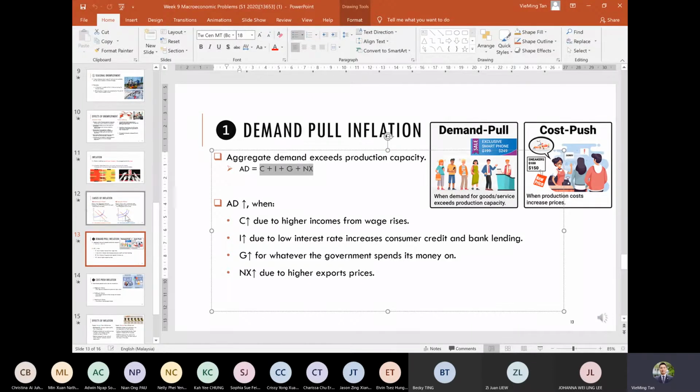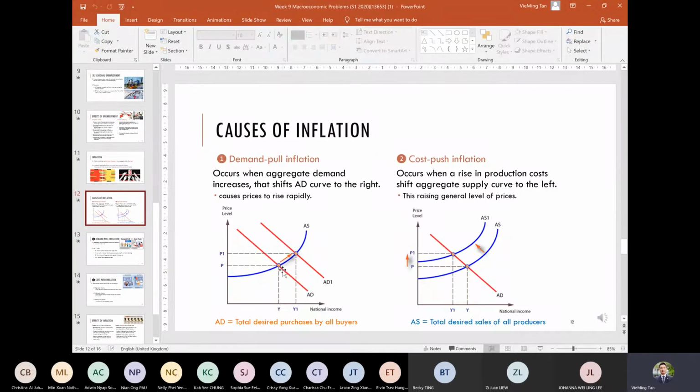So what happens to the AD then? If the AD increases, that means the AD will shift to the right-hand side, just like the diagram shown. You may find that when the AD shifts to AD1, the equilibrium point would be here. At this equilibrium point, the price level of products generally increases to P1, and the GDP or national income also increases to Y1. So if any of the factors increase and shift the AD curve to the right-hand side, this will create demand-pull inflation.